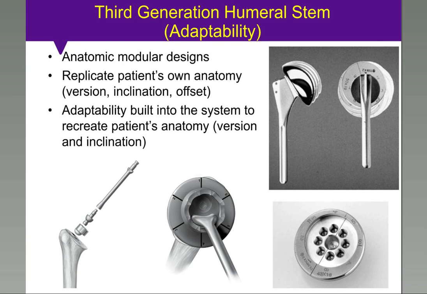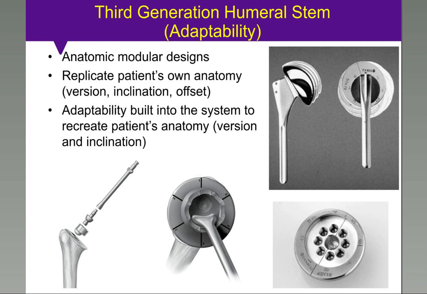The third-generation stems have modular anatomic designs and have the ability to replicate patients' version and inclination in the humerus using an inbuilt adaptability in the system, which could be in the form of a dial-in mechanism or use of a replicator plate that allows you to match the patient's native anatomy with the implant after inserting the stem.